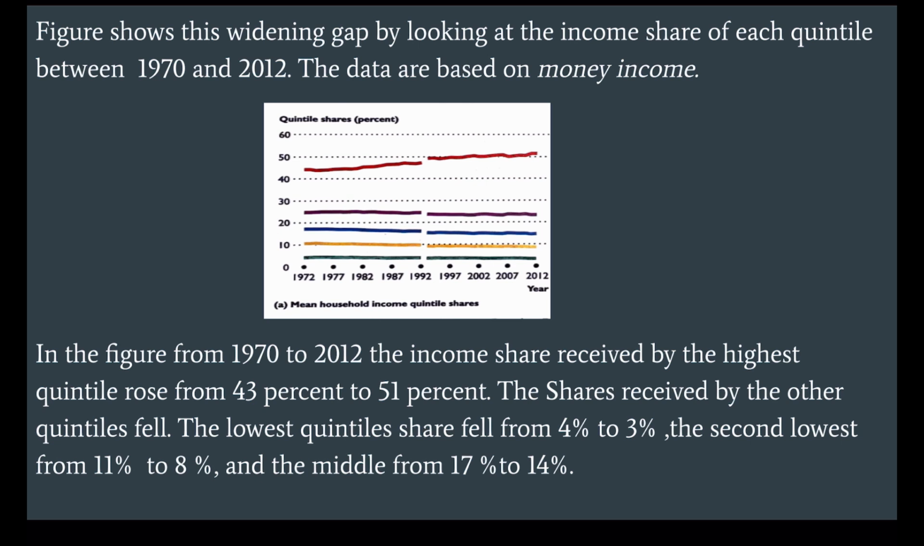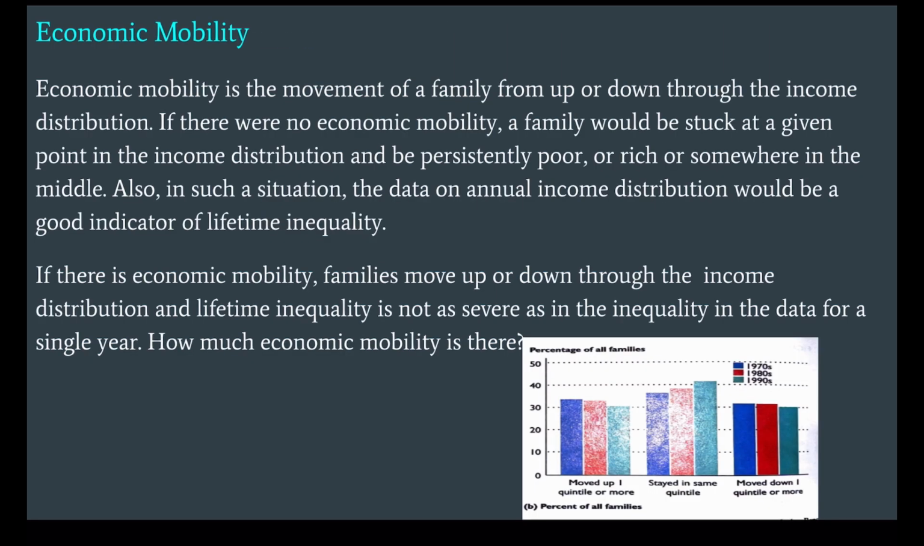In the figure, from 1970 to 2012, the income share received by the highest quintile rose from 43% to 51%. The shares received by the other quintiles fell. The lowest quintile share fell from 4% to 3%, the second lowest from 11% to 8%, and the middle from 17% to 14%.